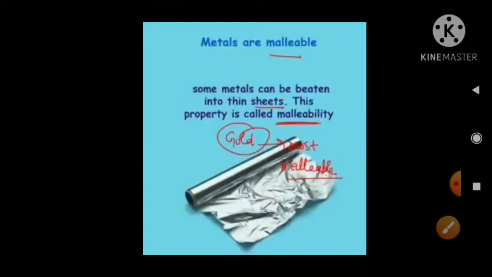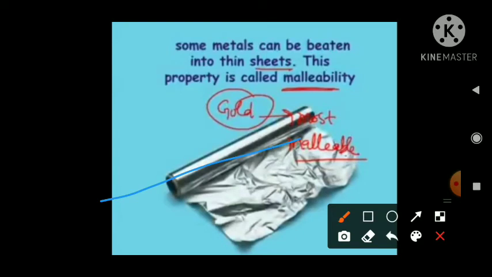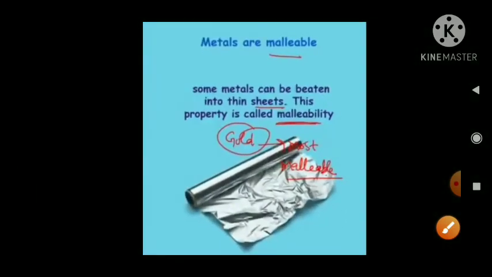What is the second? The second is malleability. Metals are malleable. Some metals can be beaten into thin sheets. This property is called malleability. For example, gold and aluminium can be drawn into foils. In the Rutherford experiment in 9th standard, we learned that gold has a large surface area and the greatest malleability. And aluminium foils are used for cooking vegetables, etc. So this is the second property of metals.